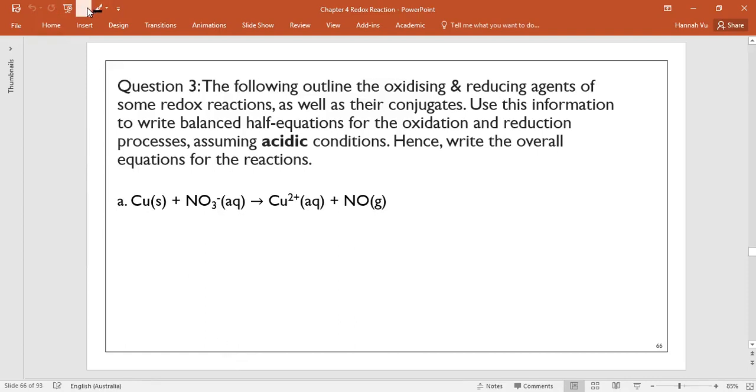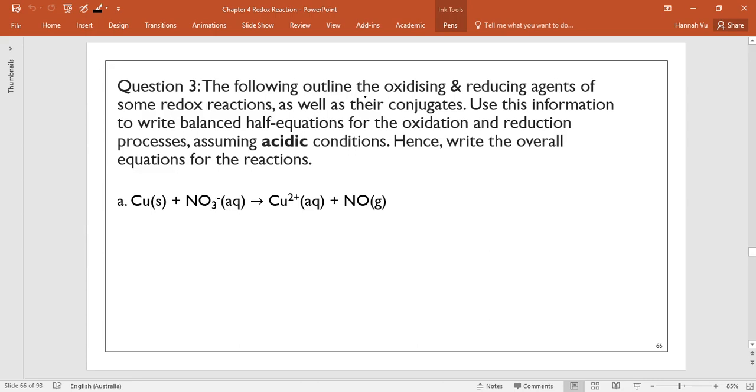And let's continue with the next question in the balancing redox worksheets. We're going to look at question 3 now. I'm just going to start by reading the question. The following outlines the oxidizing and reducing agents of some redox reactions as well as their conjugates.